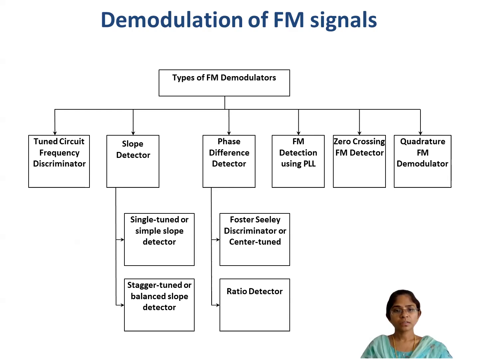Coming to the different types of demodulators, we use a tuned circuit frequency discriminator, slope detector. We have the single slope detector or unbalanced slope detector. Coming to the phase difference detectors, we have the Foster-Seeley discriminator and ratio detector. We can detect FM using PLL. We have one more technique known as the zero crossing FM detector, and the quadrature FM demodulator.